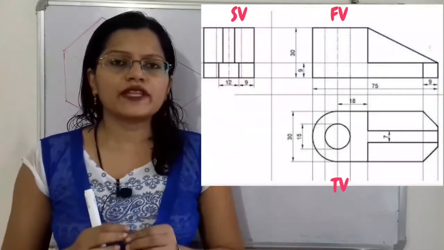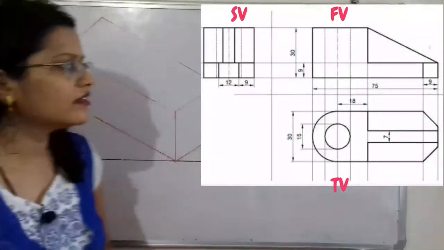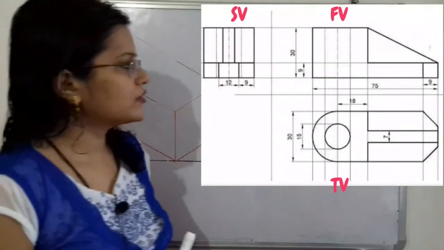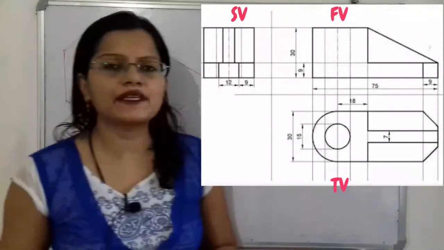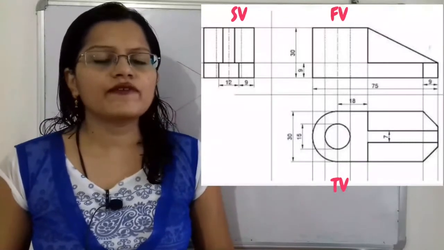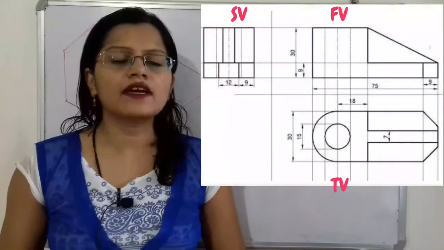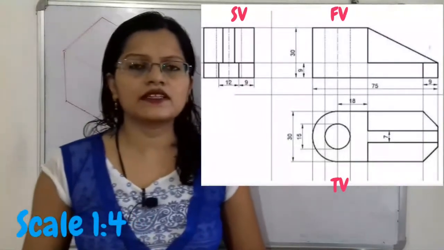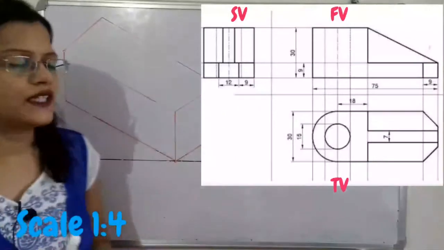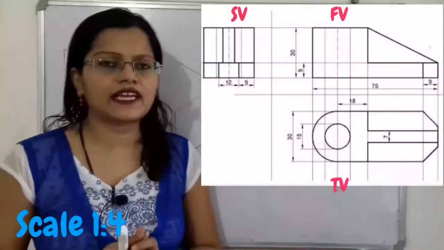Front view represents the total length and total height. So here in the front view, the length on the horizontal line is 75 millimeters. This dimension is very small, so we will use here the scale 1:4. That means 1 millimeter in the orthographic projection is equal to 4 millimeters in the given object. So here 75 into 4, that is 300 millimeters. We will take this as the length.